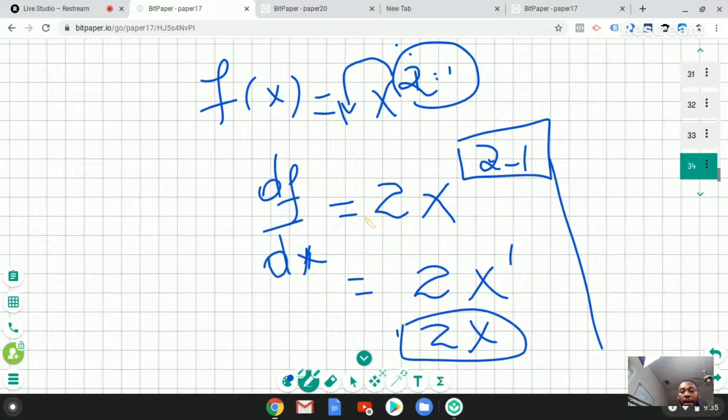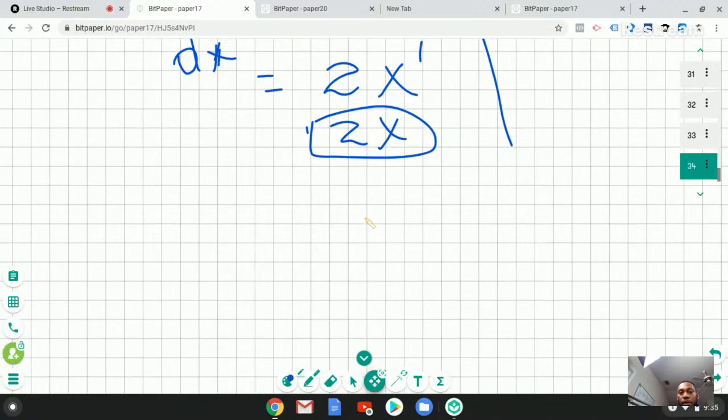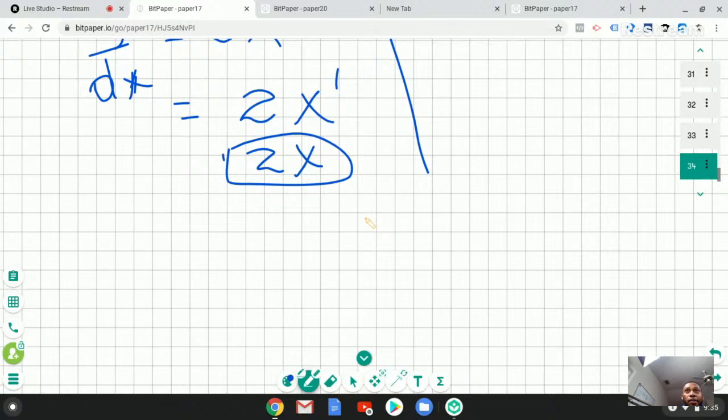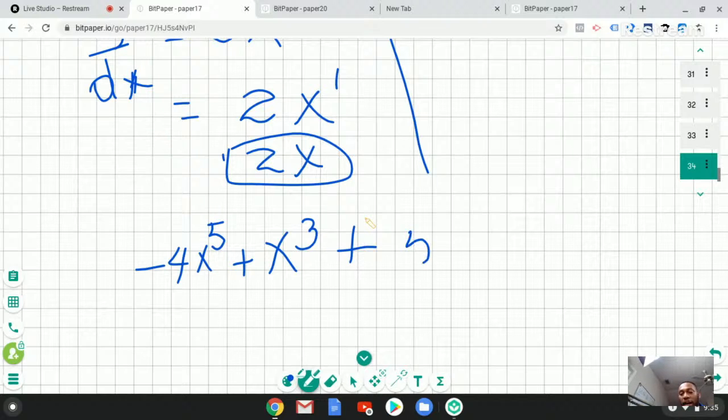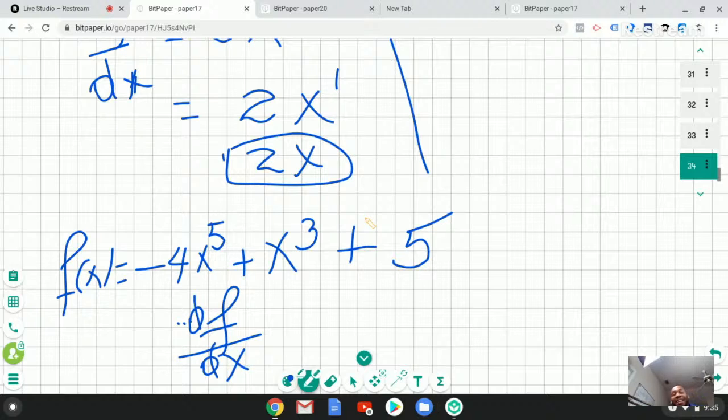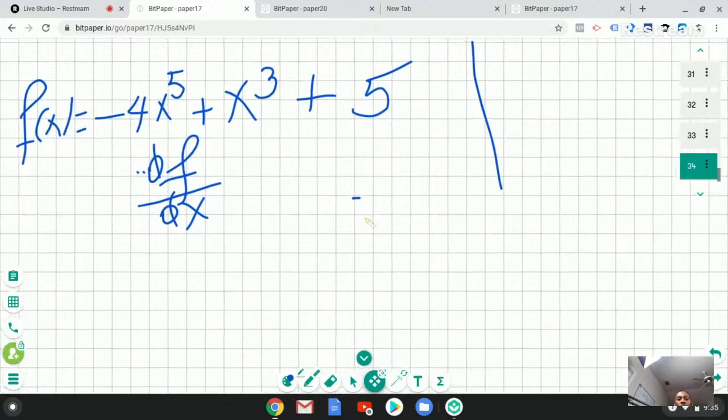Let's say I have a function like negative 4x to the 5th plus x cubed plus 5, for example. If I wanted the derivative of this function, how do I find the derivative of f of x? If f of x is equal to this, how do I find the derivative with respect to x? How do we find this?